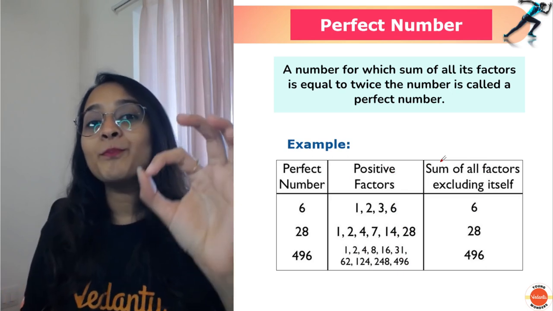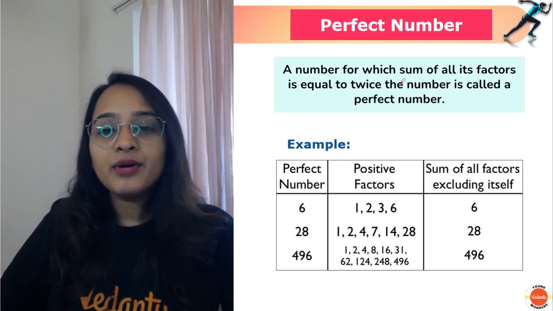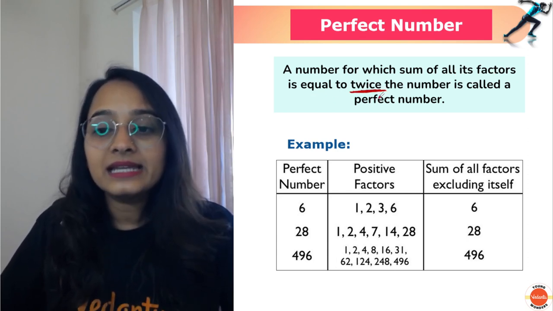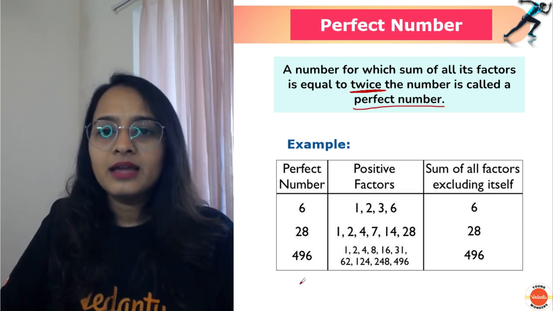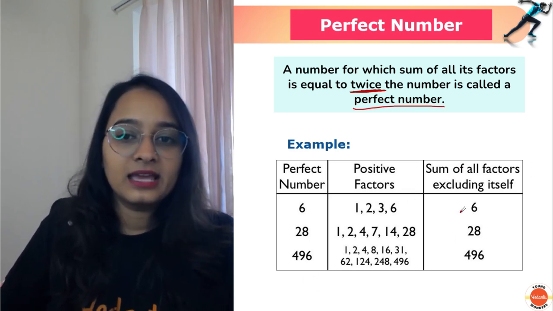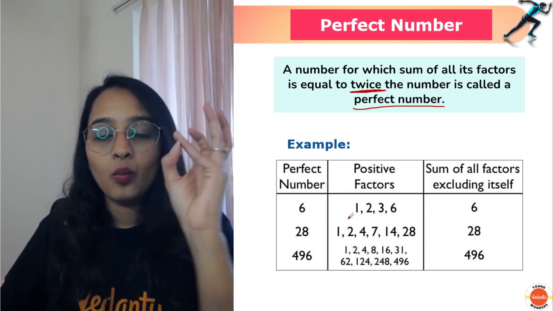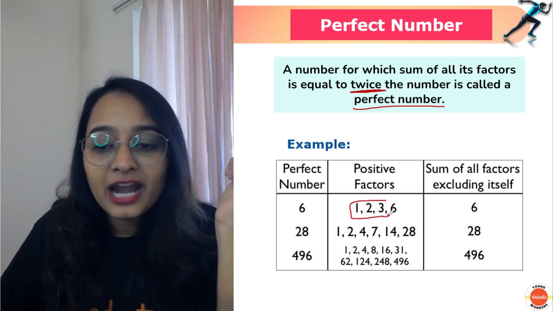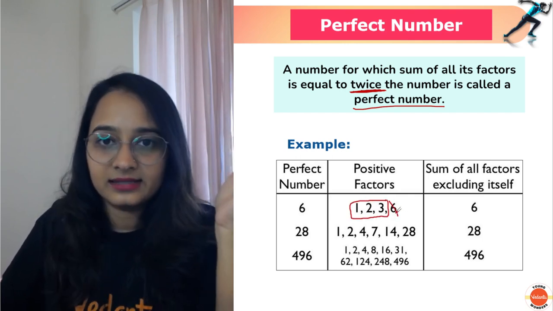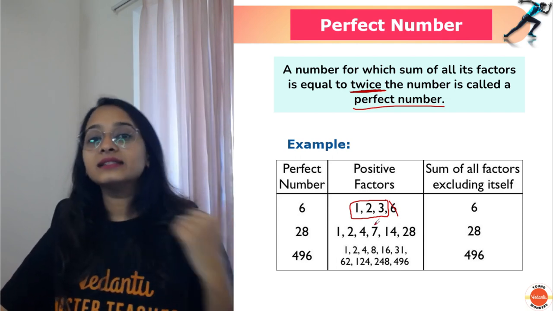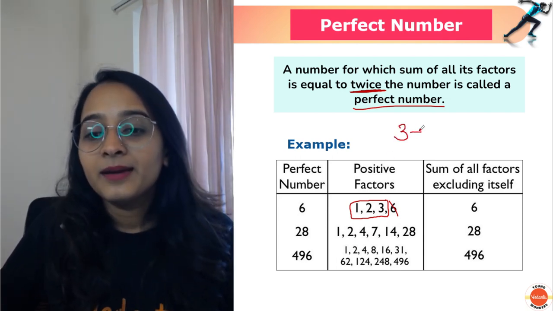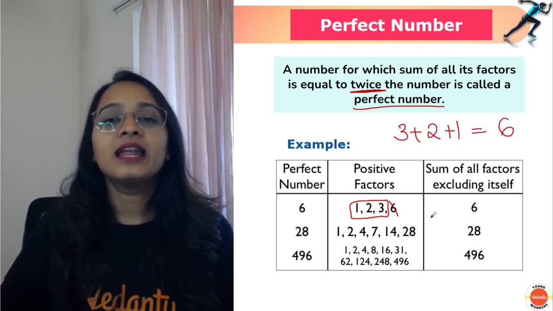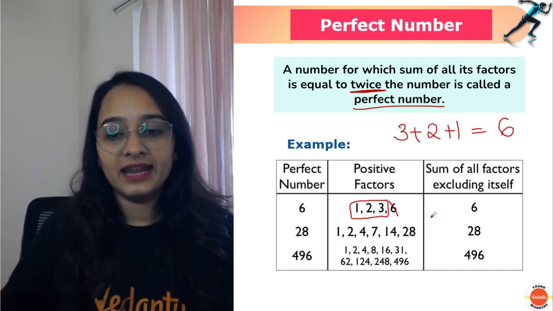Now, what is a perfect number? A number for which the sum of all its factors is equal to twice the number is called a perfect number. For example, let's take 6. Now what are the factors of 6? 1, 2, 3 and 6. So when I add all the factors of 6 other than 6, what am I getting? 3 plus 2 plus 1, which is again equal to 6, right? So these are called our perfect numbers.